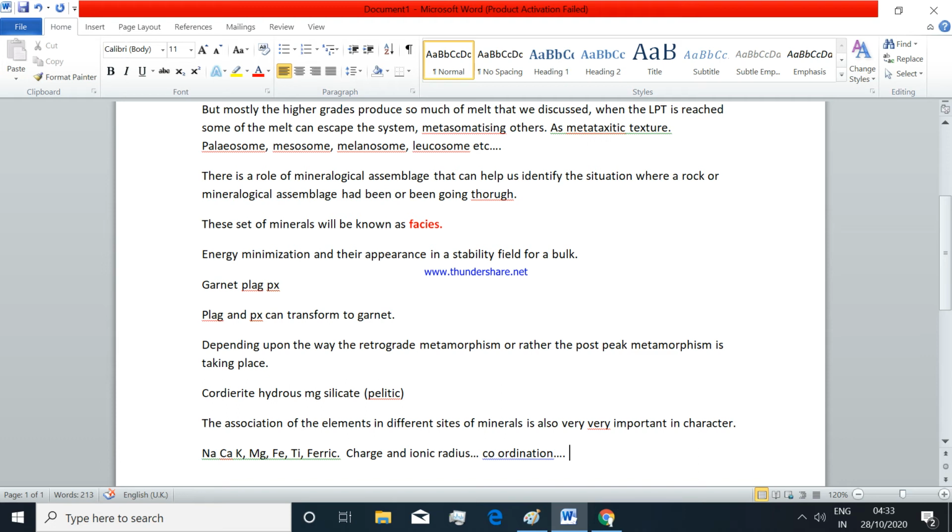Now, amphibole is very preponderant in a metamafic rock in amphibolite grade or amphibolite facies. Now, cordierite, which is a hydrous magnesium iron silicate, is very present in granulite grade or late amphibolite grade of metamorphism in a pelitic rock.